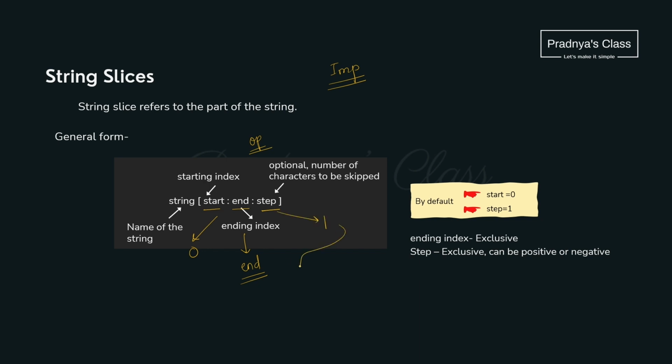Let's note down one more point. End is exclusive. As we can access the string in the forward direction as well as in the backward direction, step can be negative too. Not only step, starting and ending index also can be negative, or you can use a mix also.